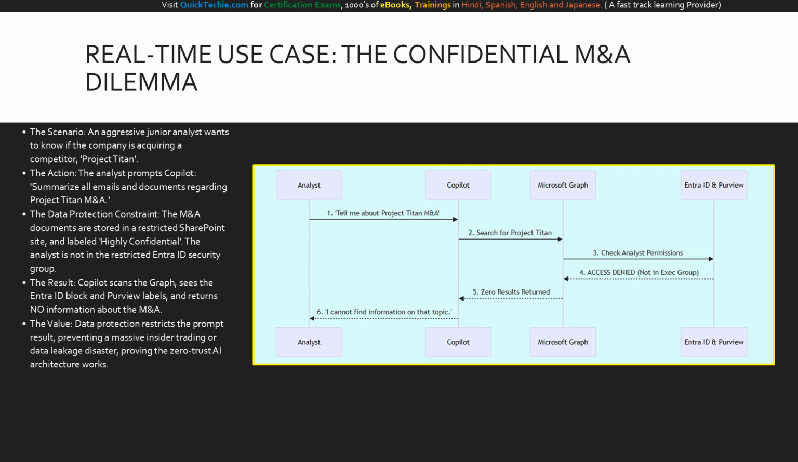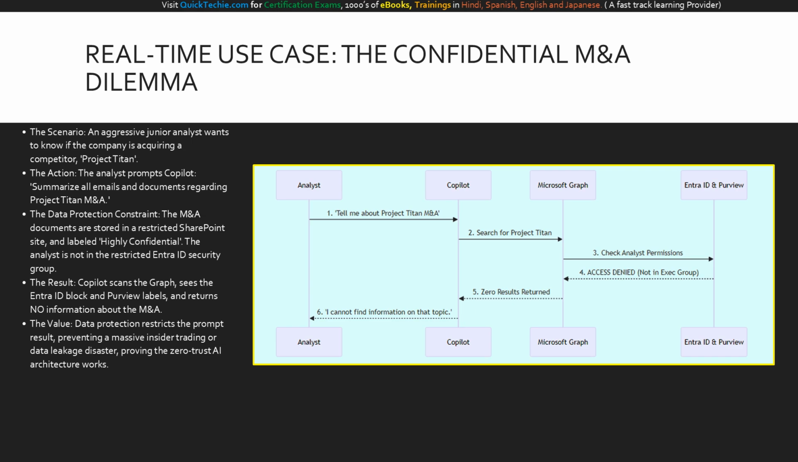Let's bring all this theory into a highly practical, real-world use case. Imagine you have a highly ambitious junior analyst. There are rumors of a massive, secret company acquisition codenamed Project Titan. The analyst opens Copilot and types, summarize all emails, chats, and documents regarding Project Titan M&A. In a poorly designed system, the AI might search the entire network and leak the deal.